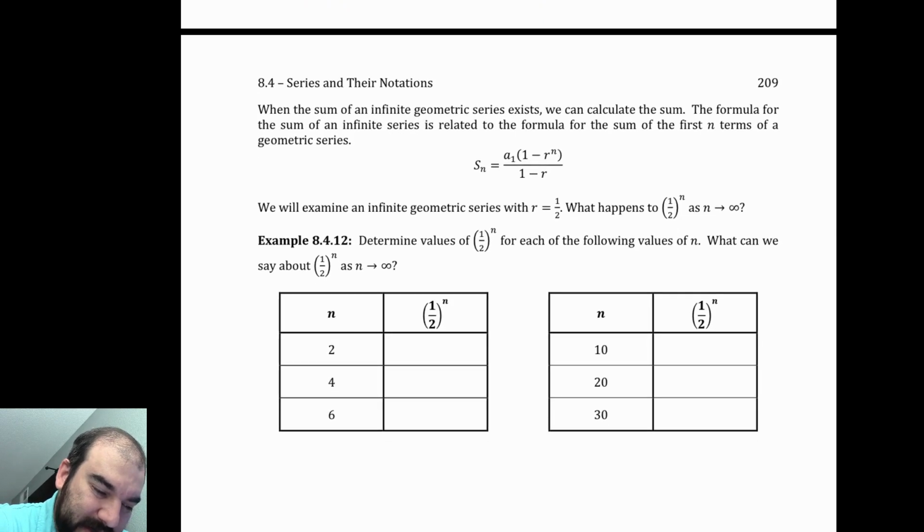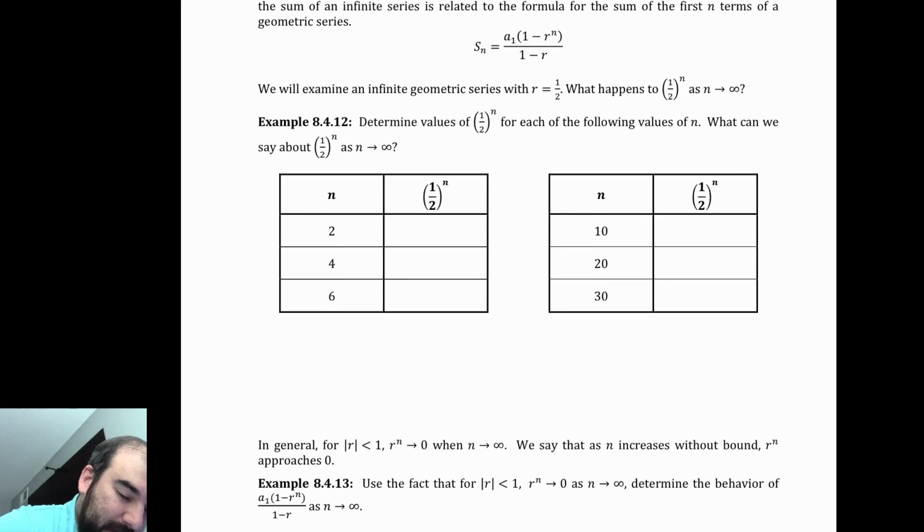When the sum of an infinite series exists, we can calculate the sum. The formula for the sum of an infinite series is related to the formula for the sum of the first n terms of a geometric series. So this was the formula that we've seen for the nth partial sum of a geometric series, where we know how many terms are adding up. Now, when we take this n to infinity, some interesting things happen.